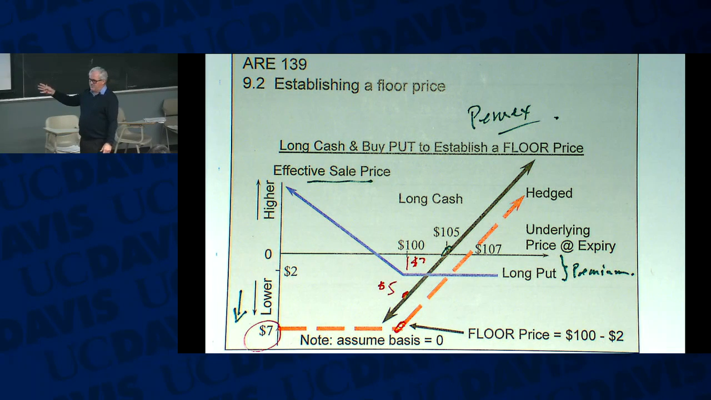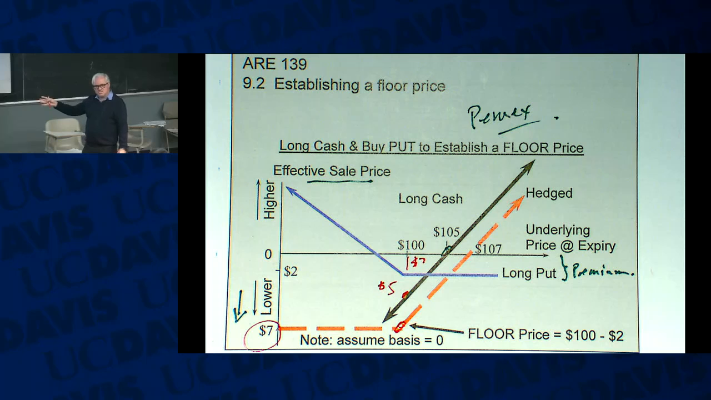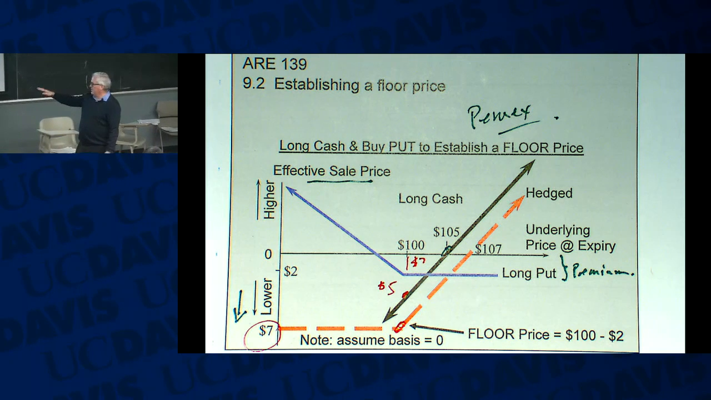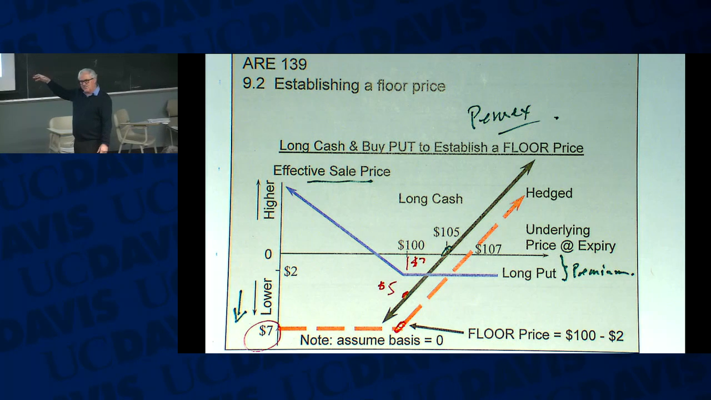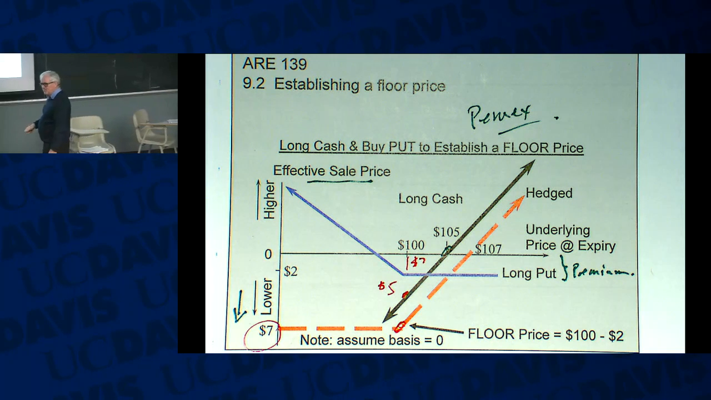Whereas with options, you can see they're attractive to hedgers, because if the price falls, well, you've got your price floor. You've established that, $98. If the price rises, then you can have your cake and eat it as well, because if the price goes up, you're going to benefit from the higher price minus the cost of your premium.